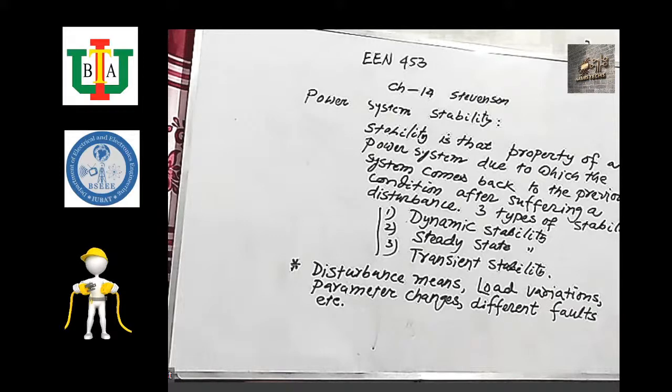Parameter changes. Parameter changes means the different types of reactance. Xd means direct axis reactance, quadrature axis reactance, different types of parameters that can be changed, and those are disturbance. Different types of faults. Faults means short circuit fault, open circuit fault, ground fault. All those faults are also disturbance. Have you understood disturbance? Clear? Yes, sir.